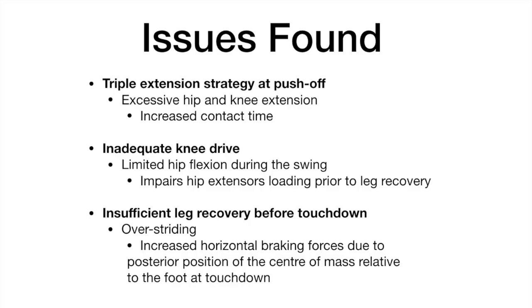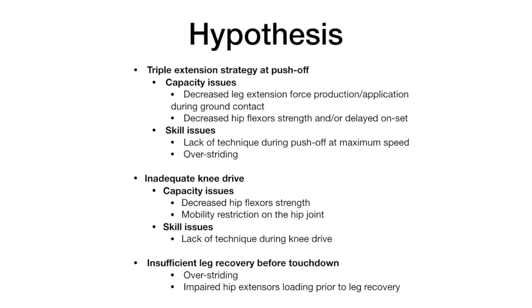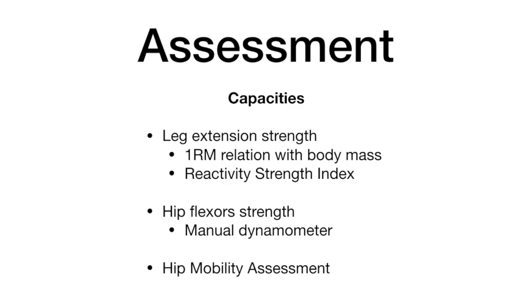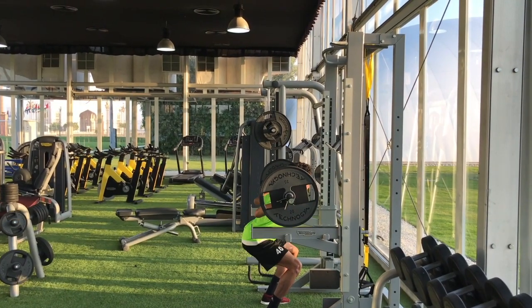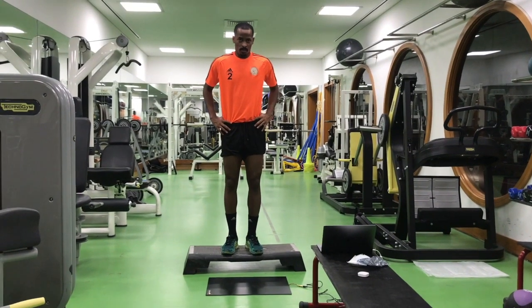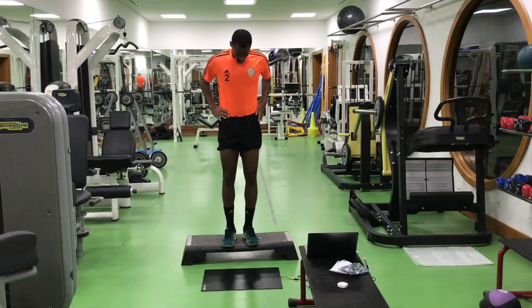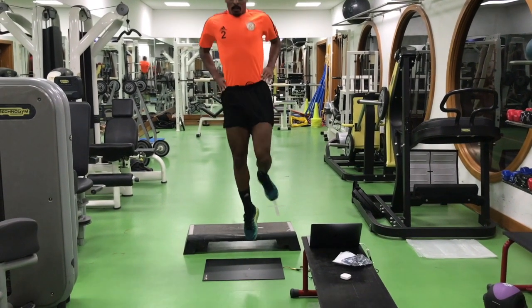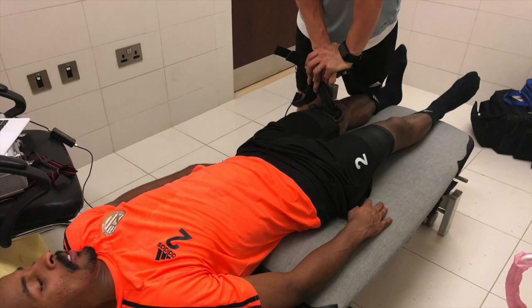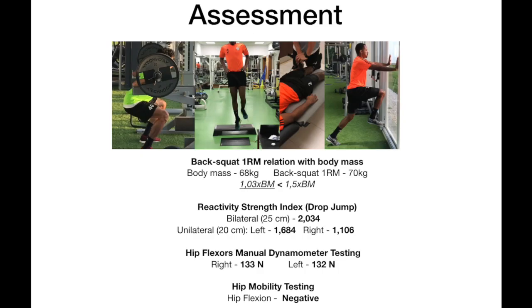Taking into consideration this kinematic analysis, we hypothesized that we could have some capacities issues related to strength deficits or mobility. It was relevant to check the leg extension strength through the 1RM calculation and reactivity strength index, as well as hip flexor strength, and check if mobility was okay. Through this, we realized that our athlete had a deficit in the leg extension strength as well as the reactivity strength index of the right leg. Besides, his hip flexors were also weak, expressing half of the strength of the average of the team.